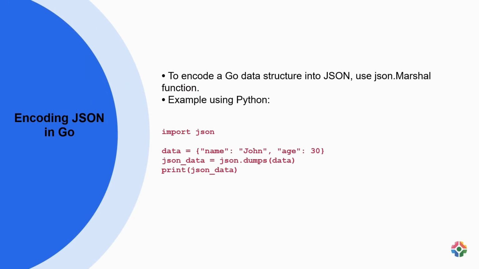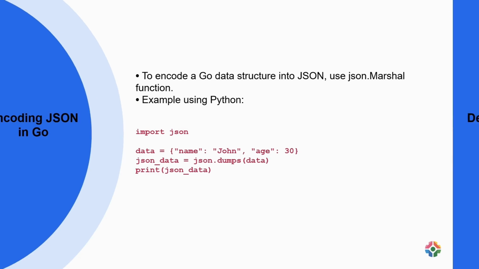To convert a Go data structure into JSON format, employ the json.Marshal function. An instance in Python involves importing the JSON library, defining a data structure like a dictionary with key-value pairs, using json.dumps to convert the data into a JSON string, and then printing the JSON data.